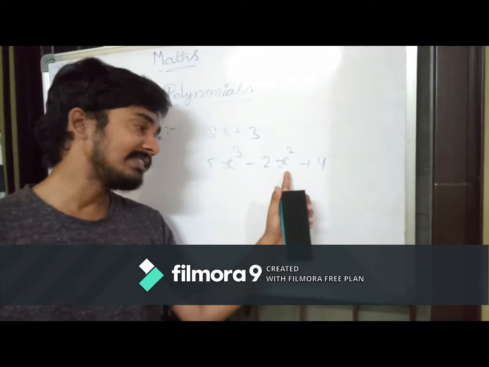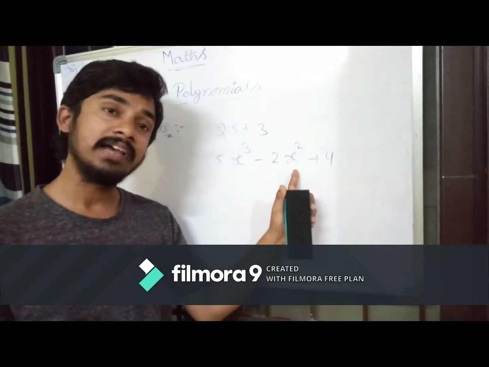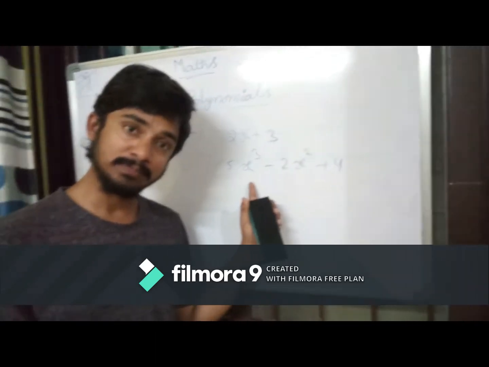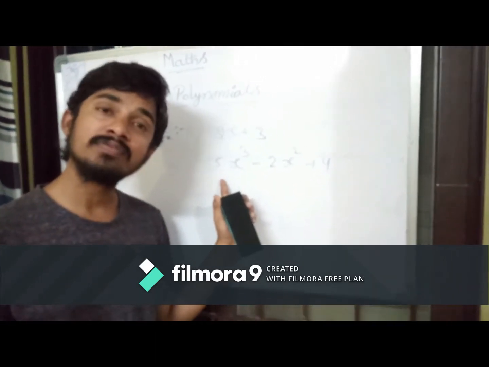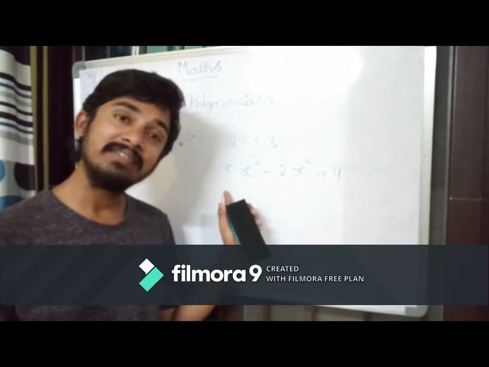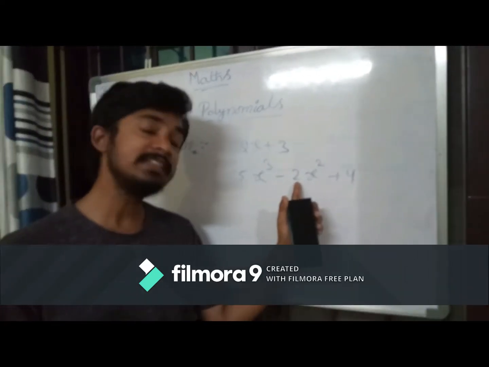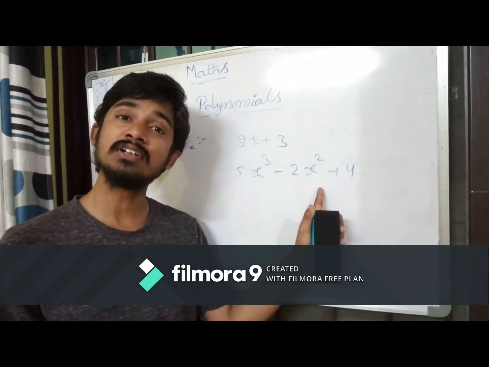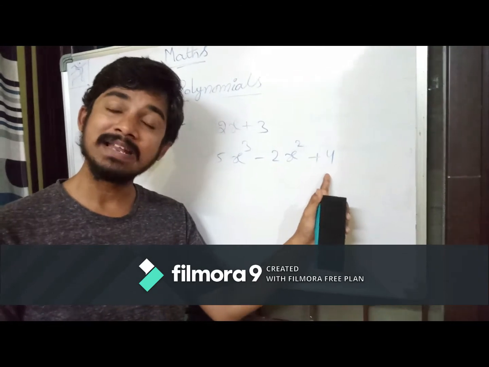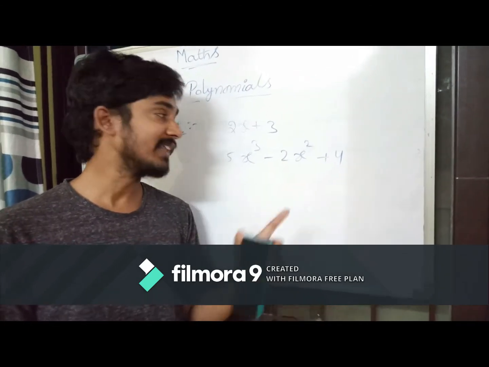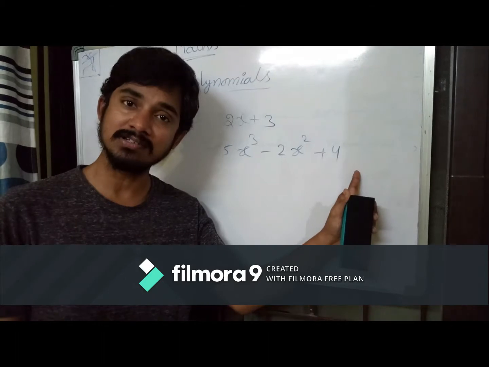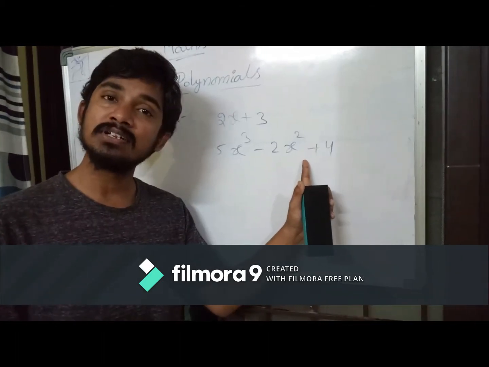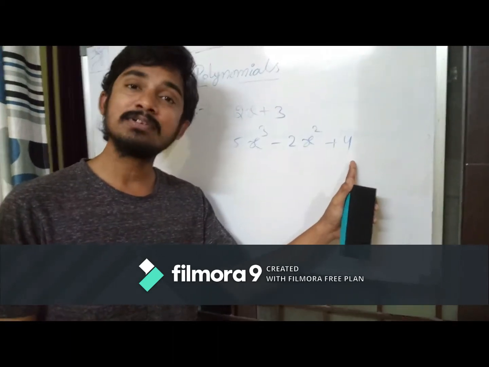Here x is a variable. And 5 is the coefficient of x cube, minus 2 is the coefficient of x square, and 4 is the constant term. Here x is a variable and 4 is a constant term.